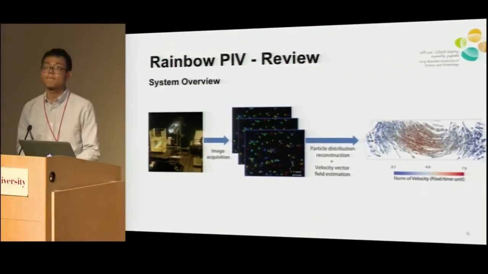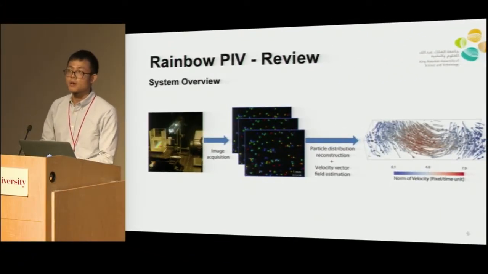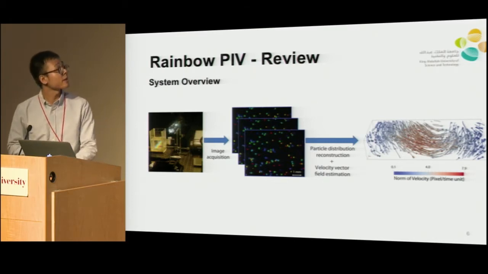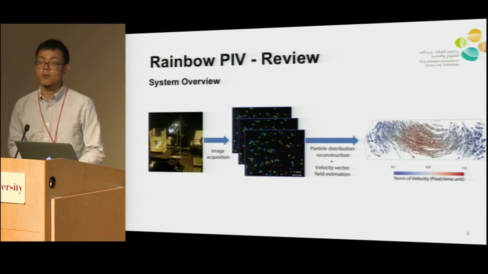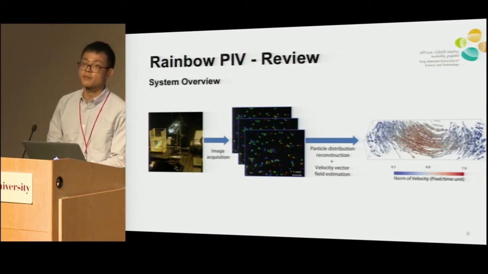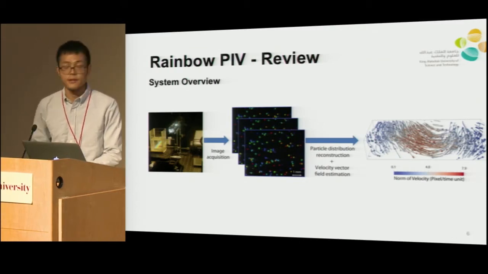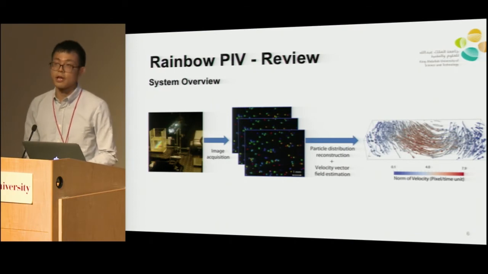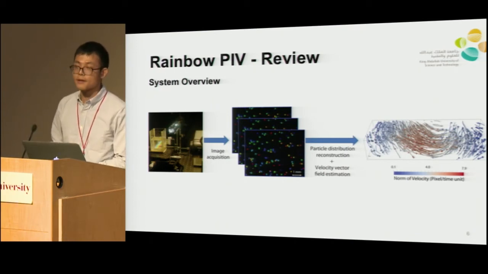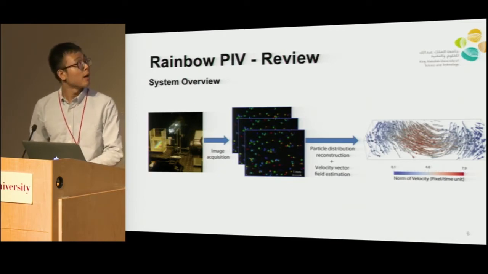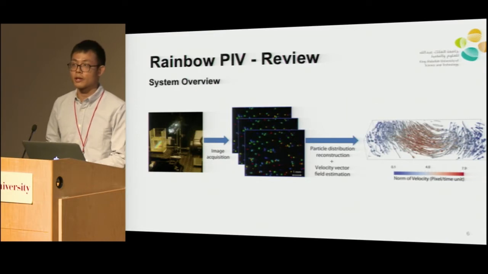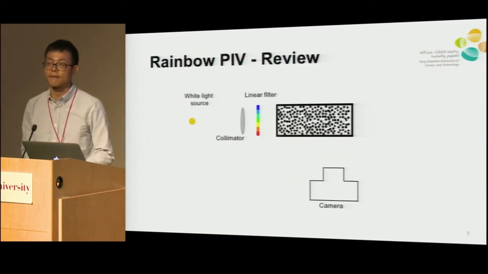This is the pipeline for the rainbow PIV system. First, we use the hardware setup to capture video frames, and then we propose a joint optimization problem for particle distribution estimation and velocity vector field estimation. And in this, to begin with, I will give you a quick review of the rainbow PIV.